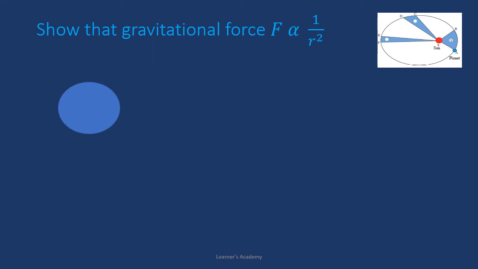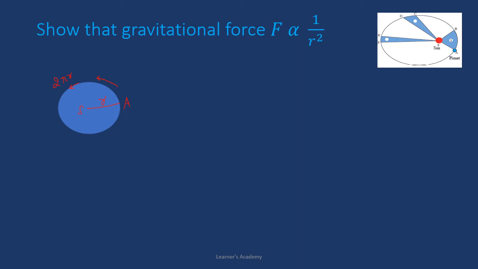Now you have to show that gravitational force is inversely proportional to the square of the distance between two objects. Here we are taking two objects: a planet A and the sun. We are going to take a circular path, as shown in this figure. This is the sun, and the distance between planet A and the sun is r. This is the circular path that it is going to take. So the distance covered by this planet will be 2 pi r.